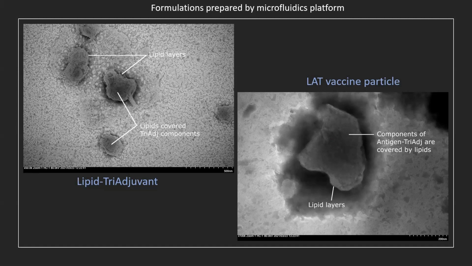The surface plasmon resonance experiments to demonstrate the LAT vaccine particles' binding efficiency to type 2 mucin from porcine stomach are being conducted. The comparative in vivo studies have been completed, and ELISA analysis of the collected blood samples is in progress.